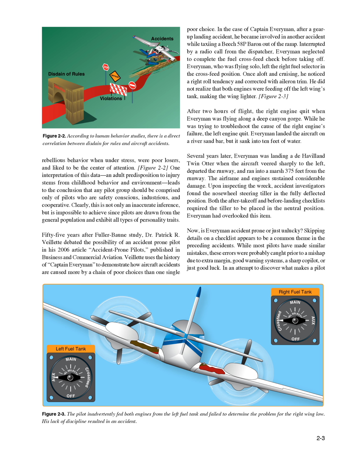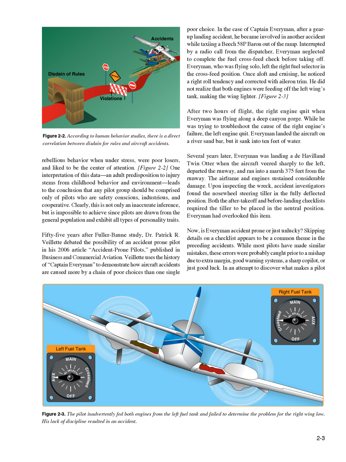Several years later, Everyman was landing a de Havilland Twin Otter when the aircraft veered sharply to the left, departed the runway, and ran into a marsh 375 feet from the runway. The airframe and engines sustained considerable damage. Upon inspecting the wreck, accident investigators found the nose wheel steering tiller in the fully deflected position.